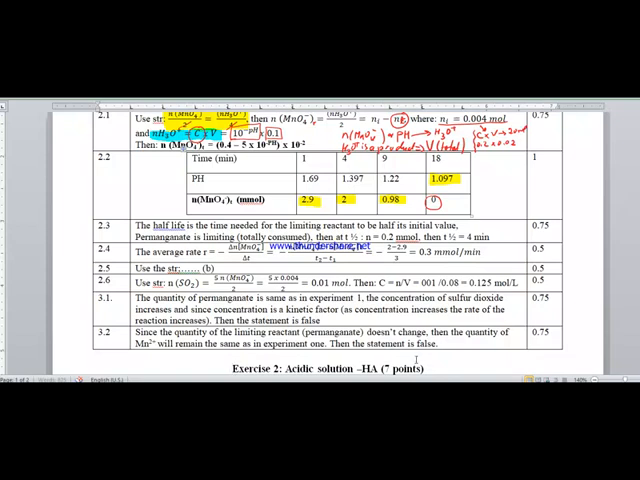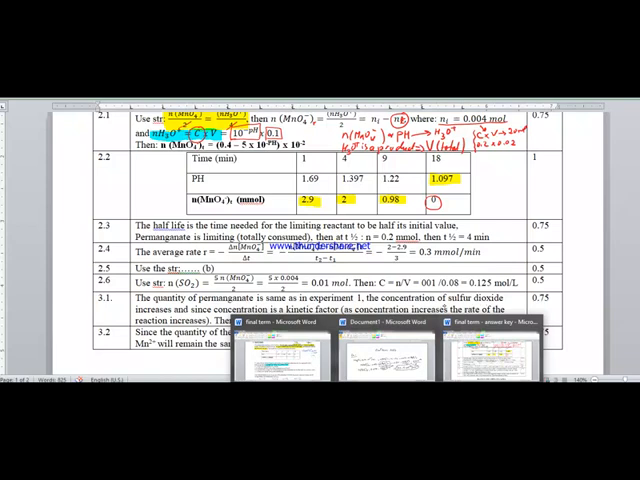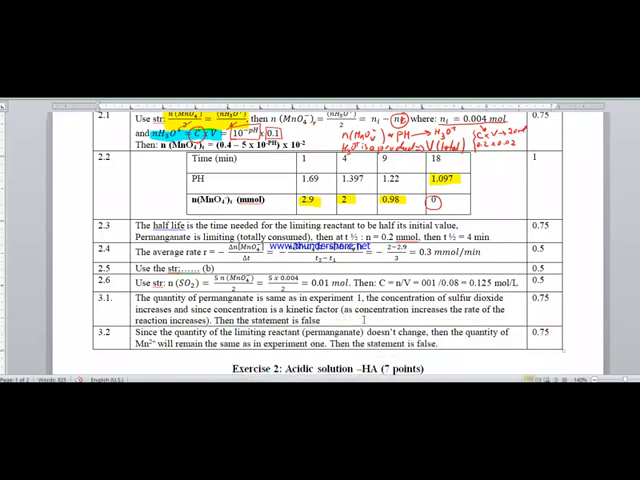The third part, determine the half-life. To determine the half-life of the reaction, whenever you are asked about the half-life, I write the definition of the half-life. The definition of the half-life is the time needed for the limiting reactant to be half its initial quantity. So here I have to know which reactant is the limiting reactant, the permanganate or sulfur dioxide. From the table, I have the idea.